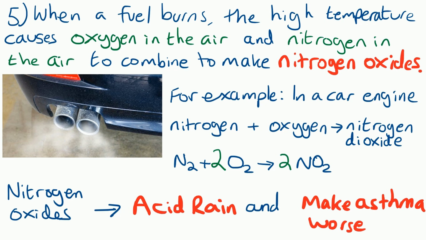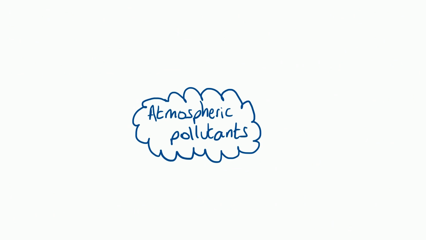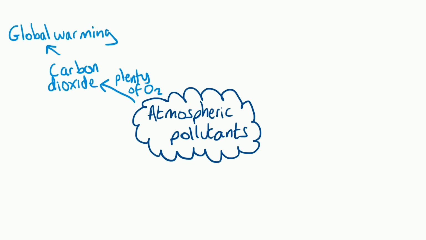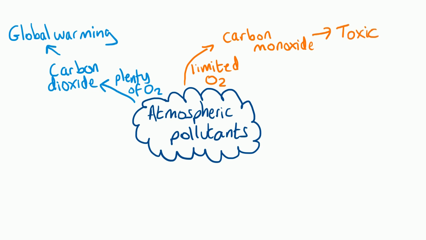We're going to summarise those 5 different substances that we've talked about going into the air and the problems that they cause. And a really powerful revision tool is to draw a mind map. So first of all then, if there's plenty of oxygen around when the fuel burns, it can form carbon dioxide and that would contribute to global warming. If there's less oxygen around, then it would form carbon monoxide instead, and that is toxic. The unburnt carbon forms particulates, and when that goes into the air, it can cause global dimming.